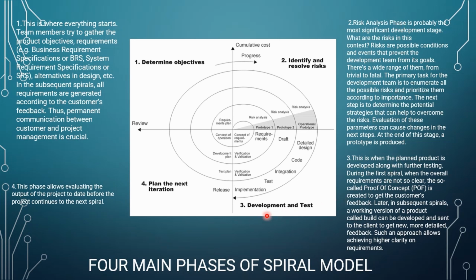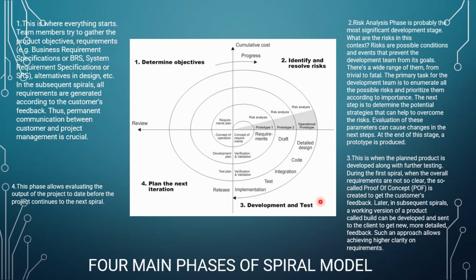Then three is development and test. This is when the planned product is developed along with further testing. During the first spiral, when the overall requirements are not so clear, a so-called proof of concept is created to get the customer's feedback. Later, in subsequent spirals, a working version of the product called a build can be developed and sent to the client to get new, more detailed feedback. Such an approach allows achieving higher clarity of requirements.